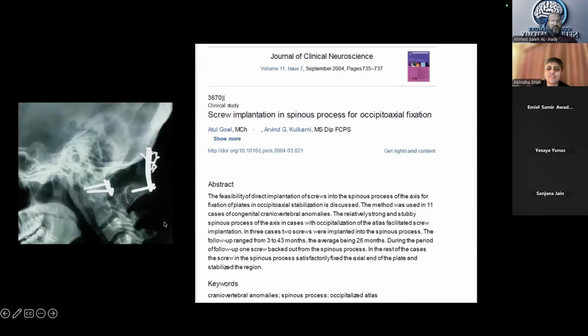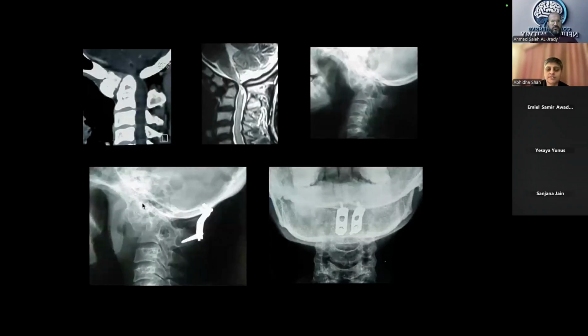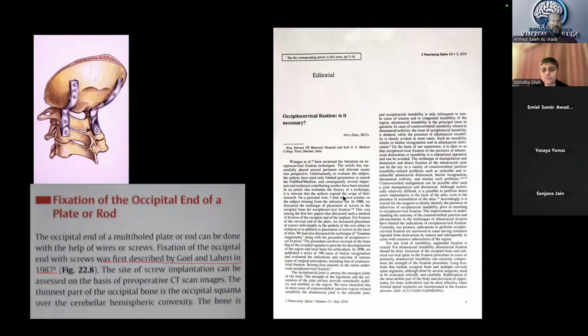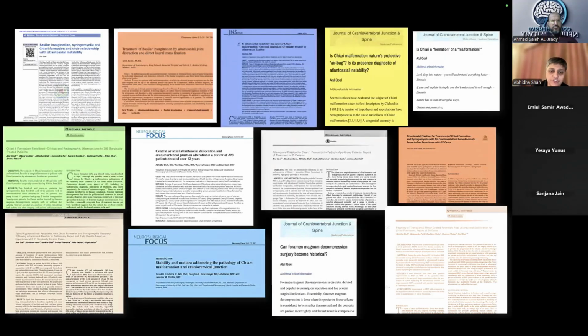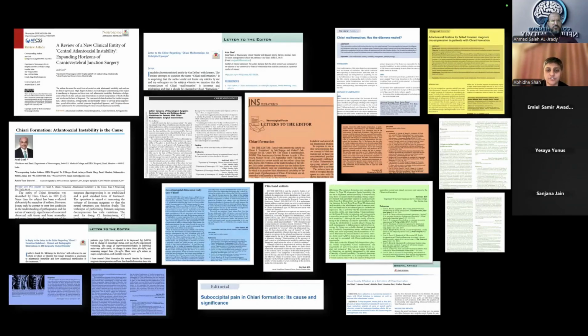This is again a salvage procedure which was described by Professor Goel long back, screw implantation in the spinous process for occipital fixation. We don't use this, but he had described it for the first time, and these are a few of his cases. Occipitocervical fixation, we do not perform it. I haven't performed occipital cervical fixation as of now, because we are always able to do some technique and manage a fixation of the C1, C2 region. For those of you who are interested, can read these articles on the subject.